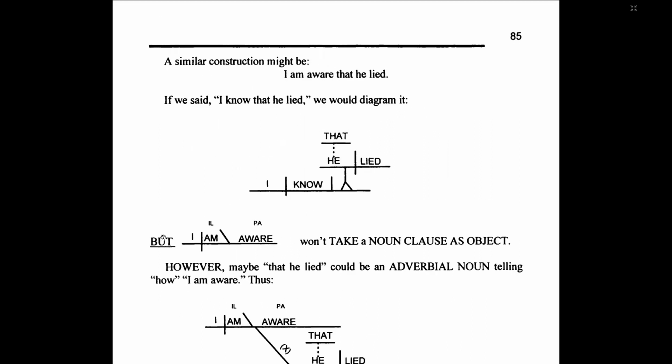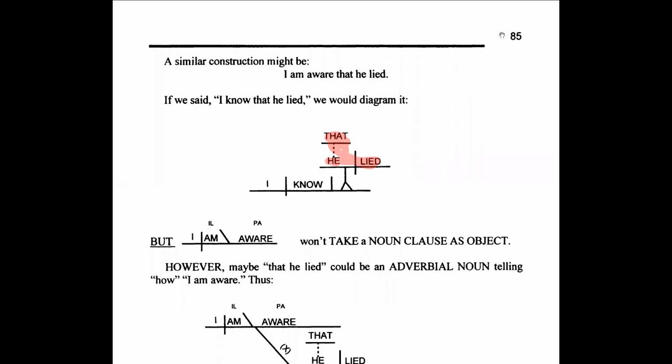Now, a similar construction might be, I am aware that he lied. If we said, I know that he lied, we would diagram it. I know that he lied. Okay, so that one's easy, right? We have a noun clause as our direct object. But what if you said, I am aware? I am is an intransitive linking verb. Aware, predicate adjective, right? Well, what can modify adjectives, right? Adverbs.